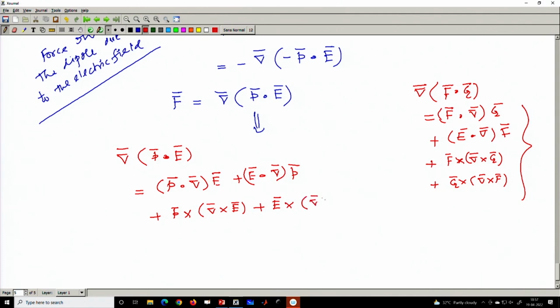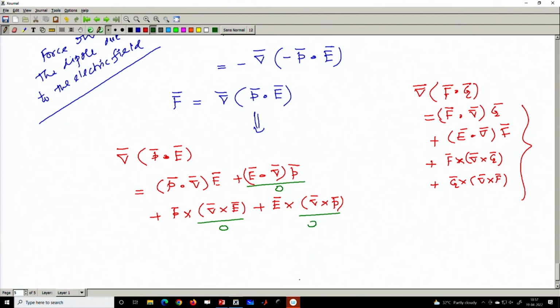Now, if you look carefully, many terms will cancel. Fortunately p is a constant, so the operator acting over p does not mean anything, and that term is 0. Curl of E, we know, is 0, and curl of p again goes to 0.